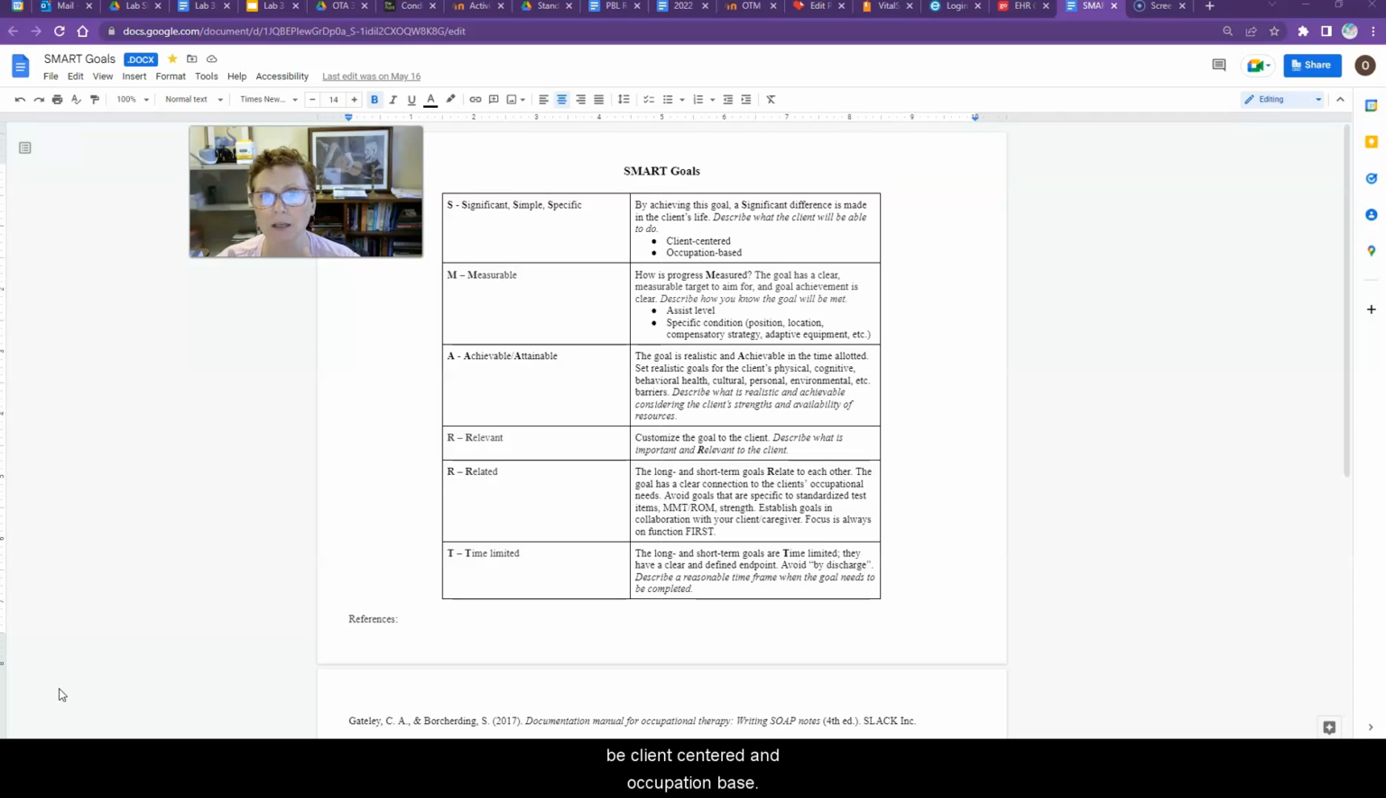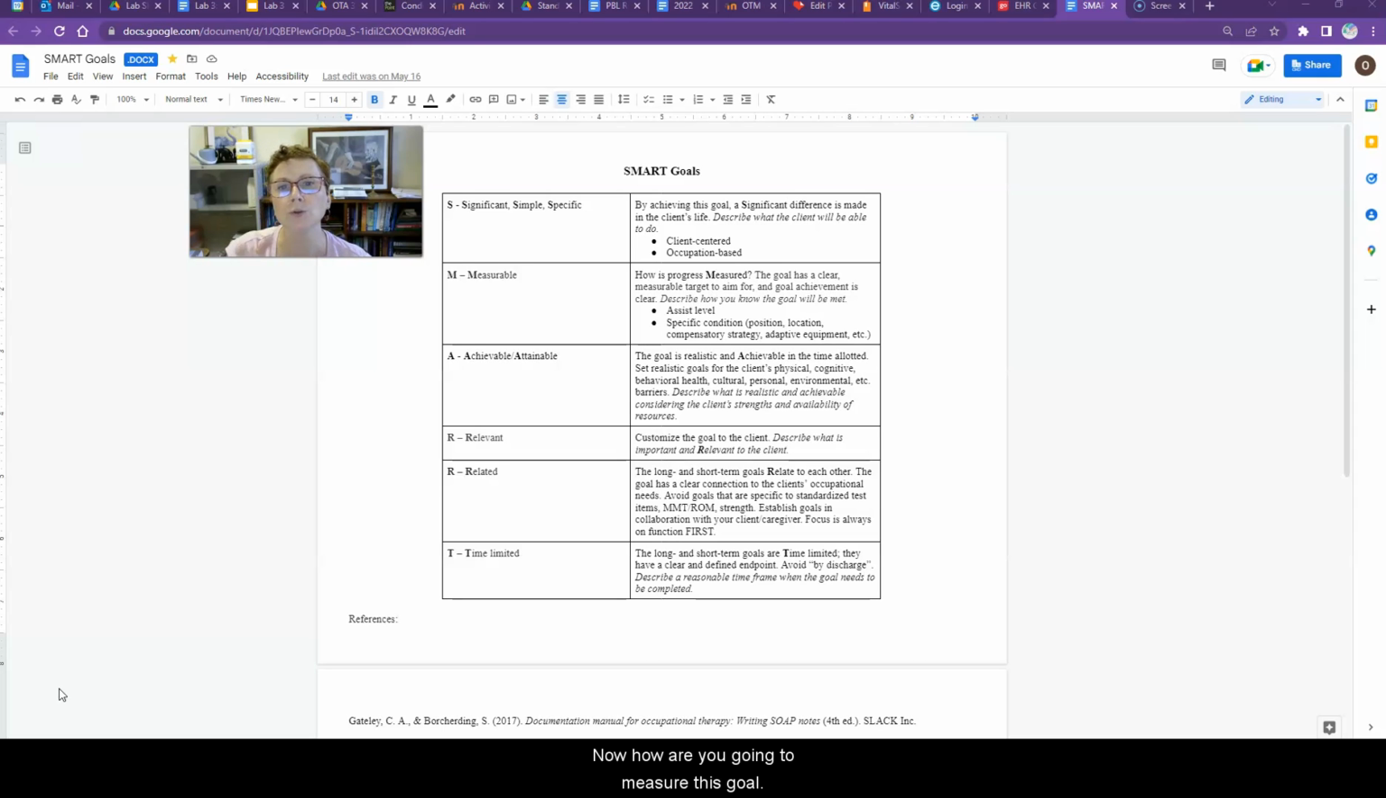It has to be client-centered and occupation-based. So when you think, what does that mean? When you're looking at the client, case study, or problem-based learning, what is it that you want the client to be able to do? How can you articulate that? I want the client to be able to wash her hands without pain. That's client-centered, occupation-based: washing her hands without pain. That's what you want her to be able to do.